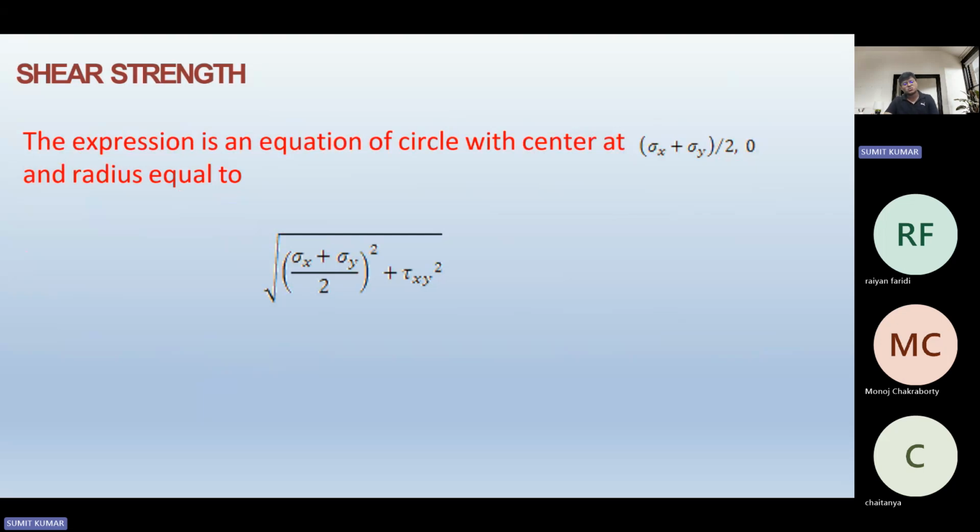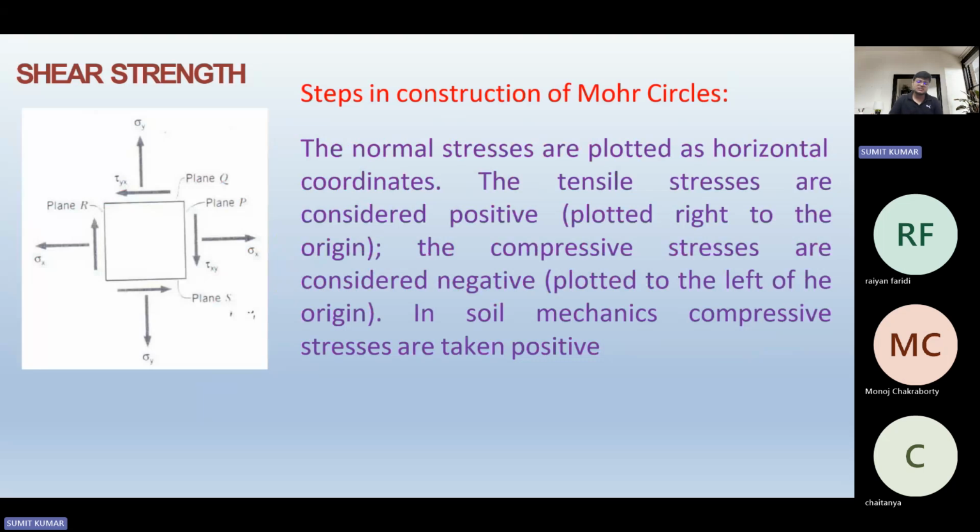Now, for the steps in the construction of the Mohr circle, the normal stresses are plotted as horizontal coordinates, and the tensile stress at the considered positions is plotted to the right of the origin.